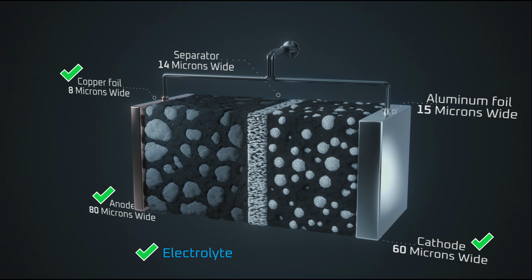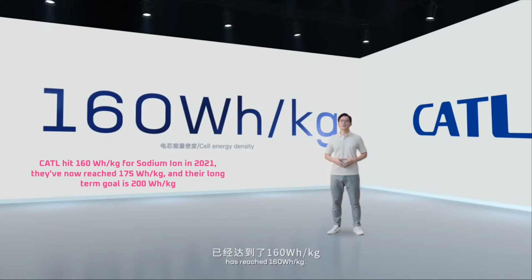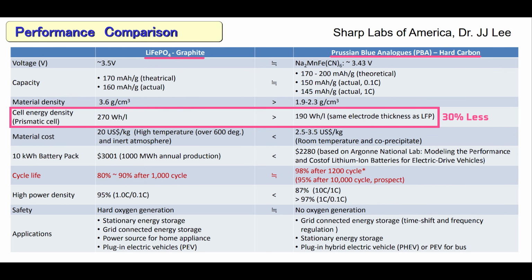Now that we've looked at the differences at a component level between lithium and sodium-ion batteries, let's look at what that means at the cell level. First, starting with energy density, the gravimetric energy density of high-end sodium-ion batteries can be similar to that of LFP lithium-ion batteries. That is, around 160 to 200 watt-hours per kilogram. However, the volumetric energy density of sodium-ion batteries is significantly worse, at around 30% less.